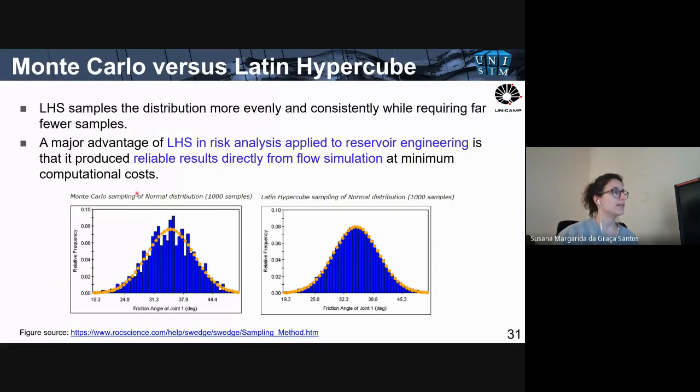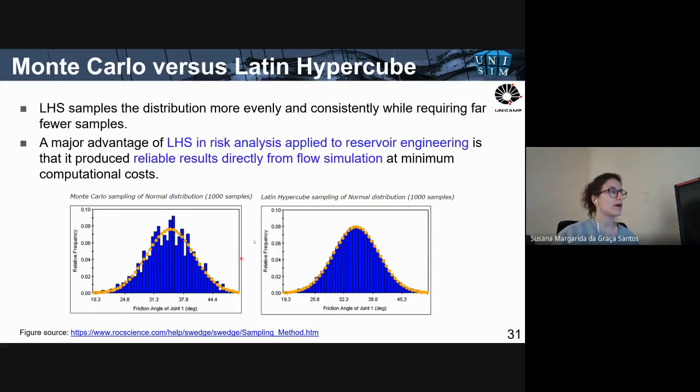Okay, and here they said, let's do 1,000 samples in this normal distribution curve. And this is how the histogram results. You see that you have very many imprecisions. When you go to Latin hypercube sampling with the same 1,000 samples in this distribution, you see how perfect it is, because before starting the method, it divided the normal distribution into ranges, and then it sampled inside each range. So it's a smarter way to do it.